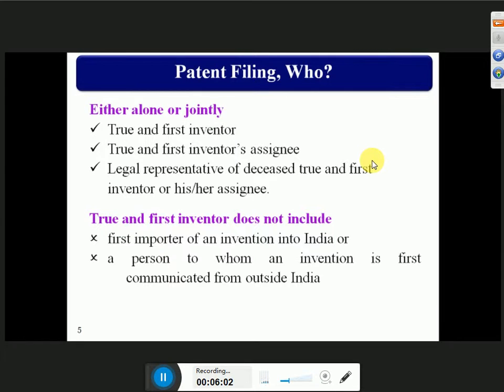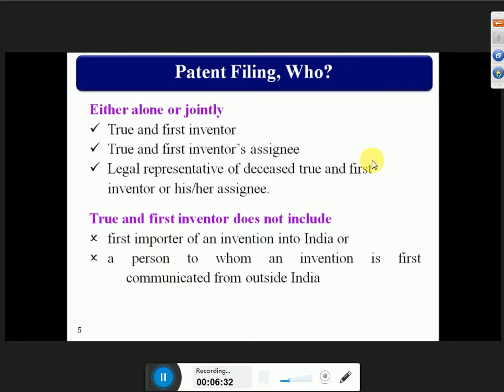You must be the first inventor. This is the first and foremost requirement of filing a patent application in India. You must be the true and first inventor of the invention that you are filing. By true, I mean you must have had the idea in your mind, and you have verified that your idea is not implemented yet.